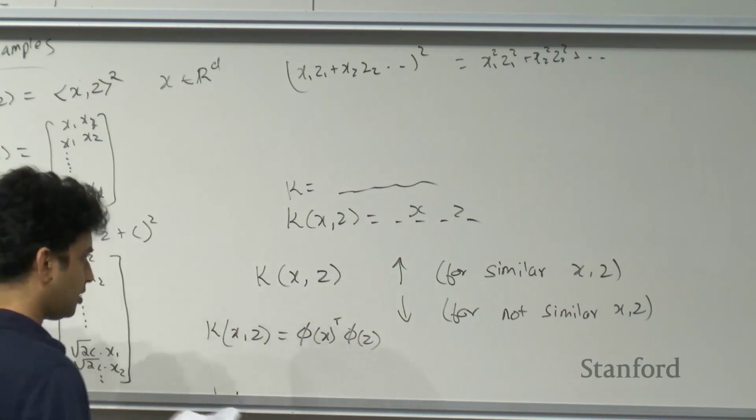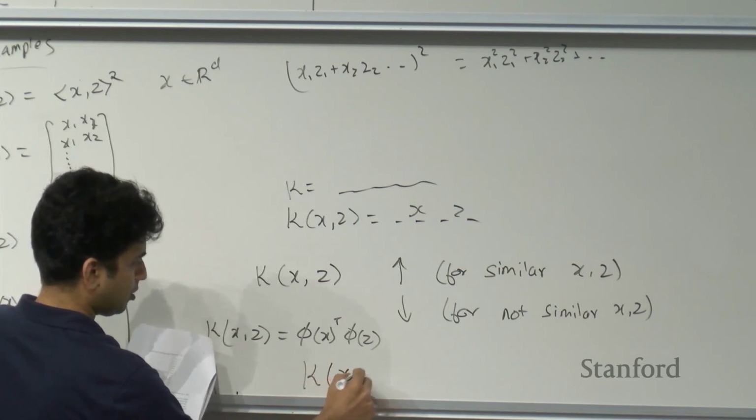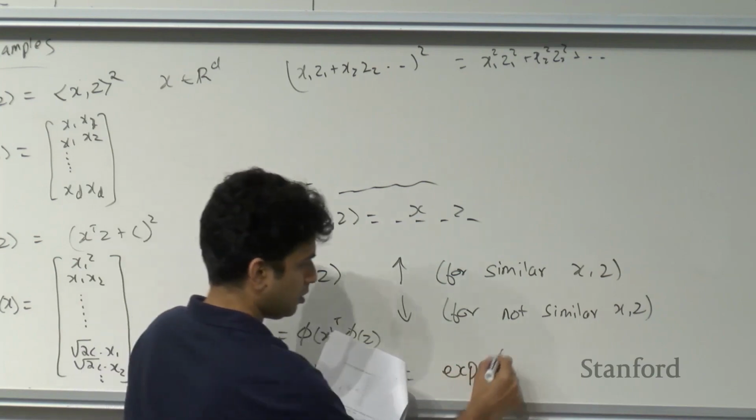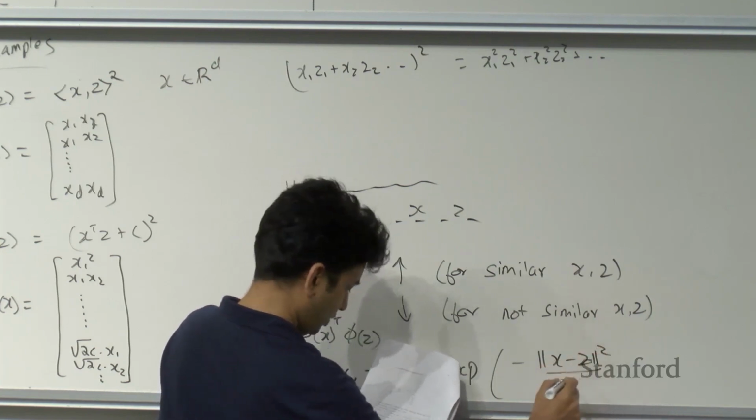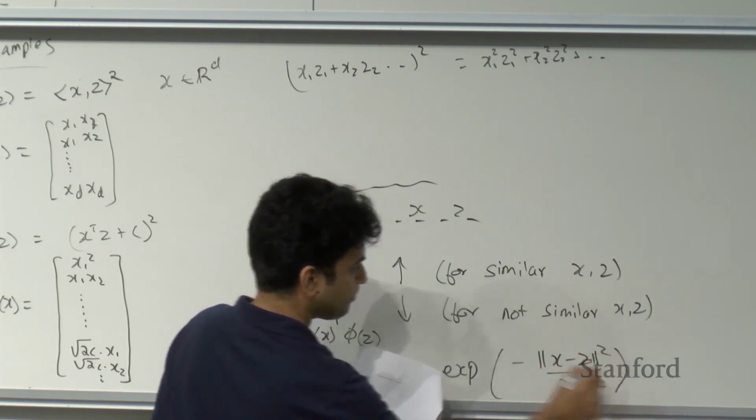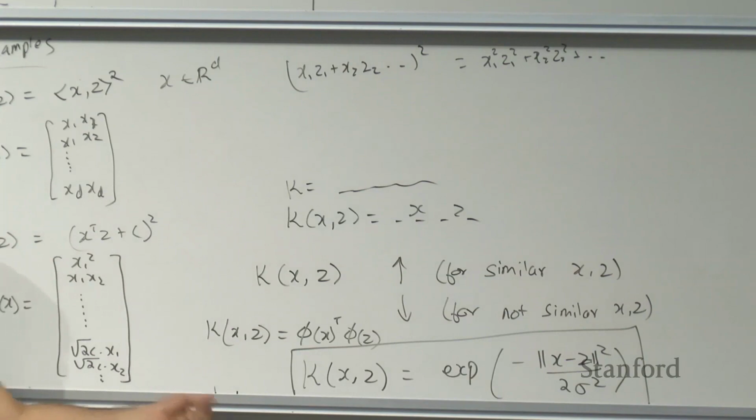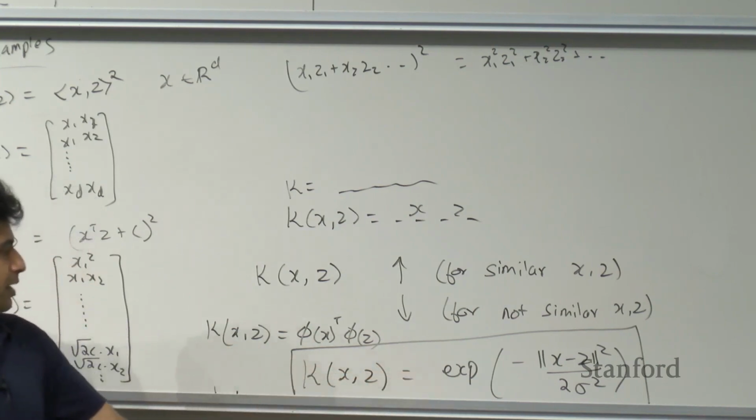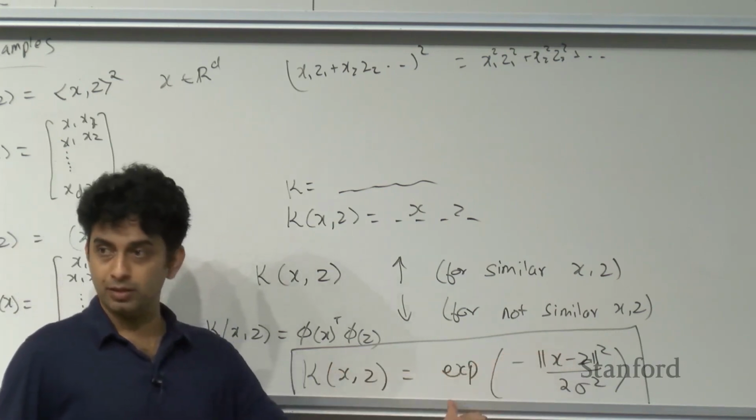And in fact, there is also this kernel which is very popular, called k of x comma z equal to exponent of minus norm of x minus z squared over 2 sigma squared. So this kernel is also called the Gaussian kernel because it looks like the Gaussian PDF, if you ignore the normalizing constant. This is also called the squared exponential kernel because you square it and you exponentiate it.